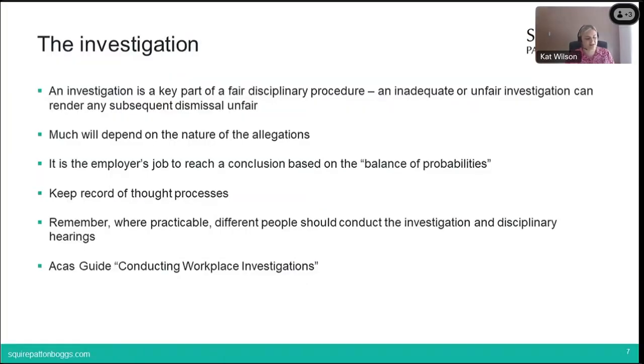So moving on to the investigation. You've become aware of the allegations, you've made a decision whether or not you think it's appropriate to suspend, and then we're looking at the investigation. As set out on the slides, an investigation is a really key part of a fair disciplinary procedure, and an inadequate or unfair investigation can render any subsequent dismissal unfair. So it's really, really important that you carry out a reasonable investigation. And as the ACAS code says, it needs to be a reasonable investigation to establish the facts of the case.